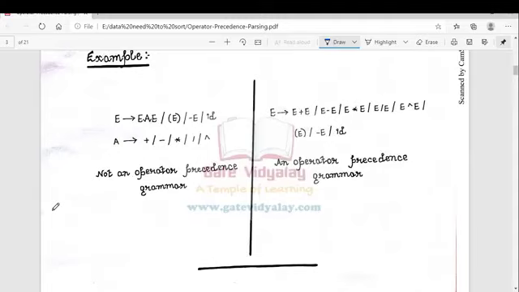Now these are the examples. If we have a grammar like this and we have adjacent non-terminals, then this grammar is not an operator precedence grammar. If we have some ambiguous grammar, as you know this grammar is ambiguous, but it has some mathematical operations, and each non-terminal is separated by a mathematical operator. So although this is an ambiguous grammar, it is an operator precedence grammar, and our operator precedence parser can handle this grammar and generate the parser for it.